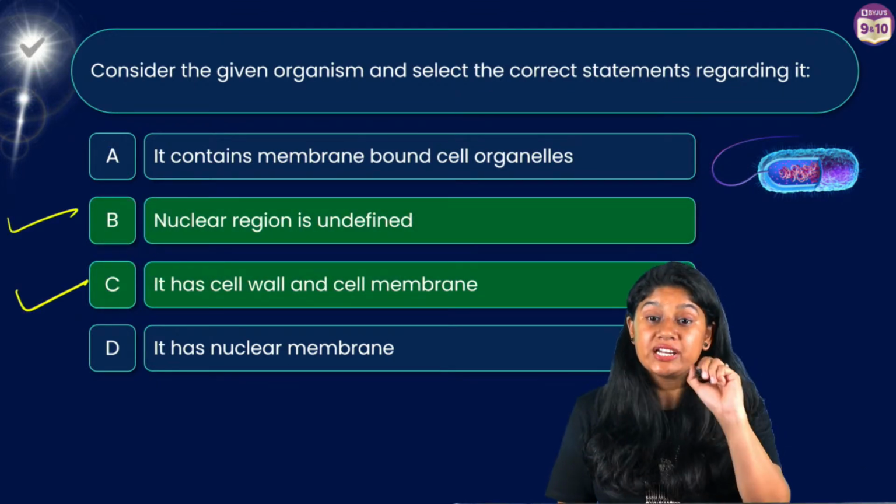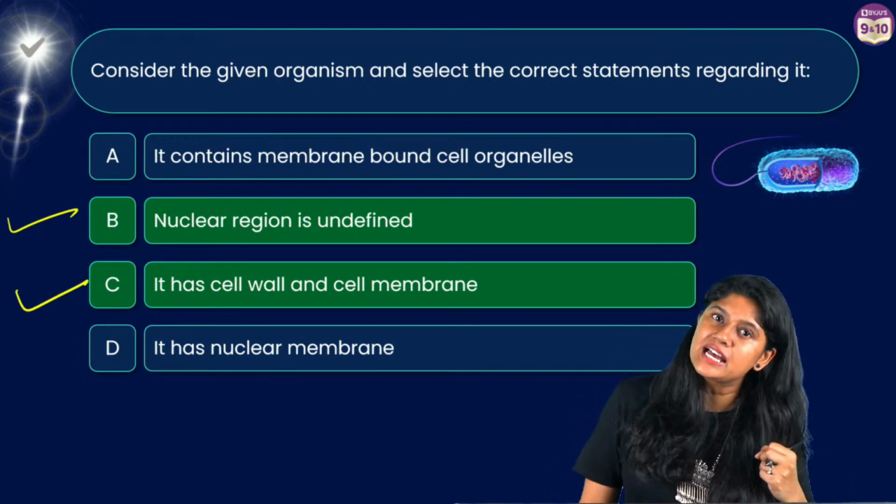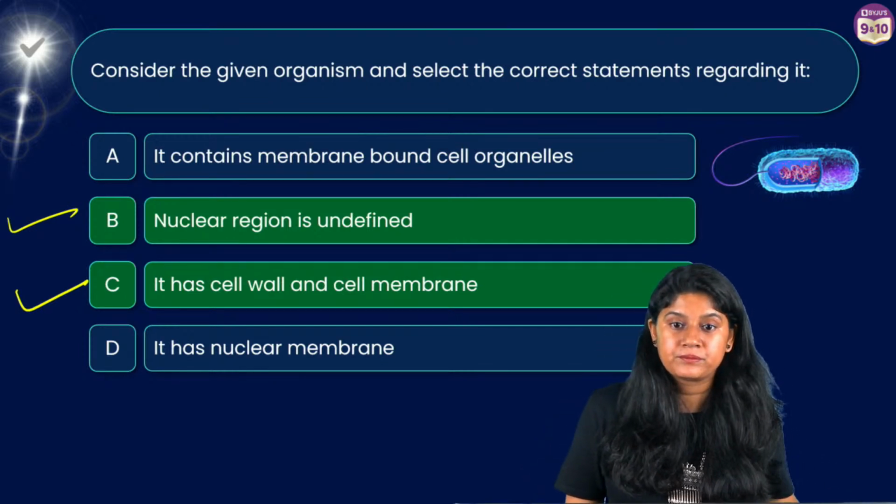Very good, Bani. The genetic material present inside the prokaryotic cells is freely suspended in the cytoplasm, and what we call it as? We call it as the nucleoid.